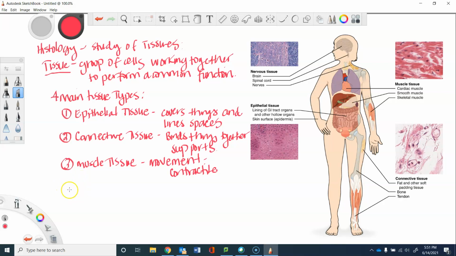So under epithelial tissue, connective tissue, and muscle tissue, we're going to have subtypes. There's going to be different types of epithelial tissue that we talk about. There's going to be different types and subtypes of connective tissue that we talk about. And then there's different types of muscle. The last one is nervous tissue. This is a tissue that is sort of its own thing that provides communication and control.